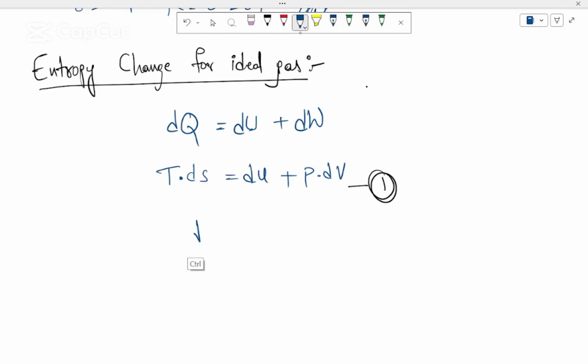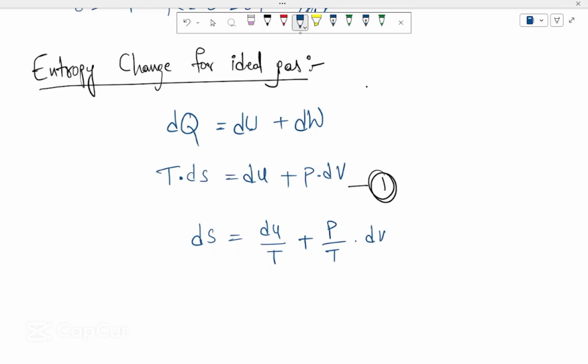For getting that form, I'll just transform this expression here. I'll take the T value onto the other side. dS is equal to dU by T plus P by T into dV. This is what I will get here.